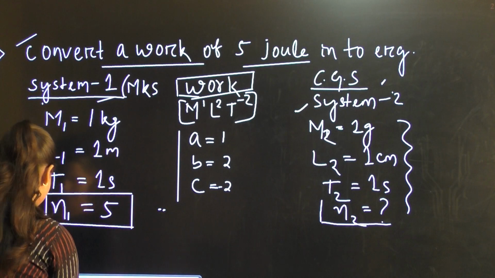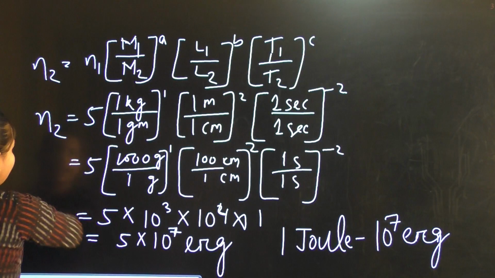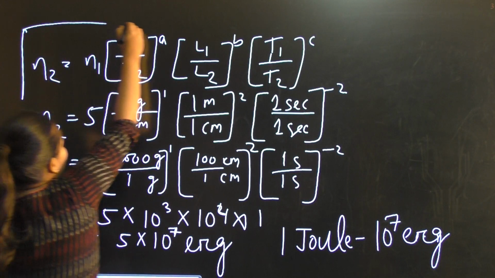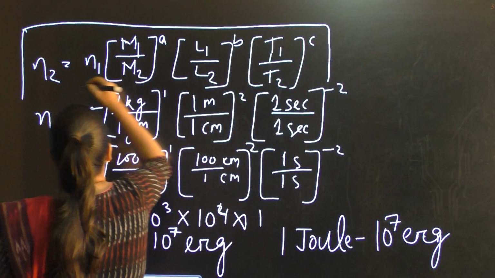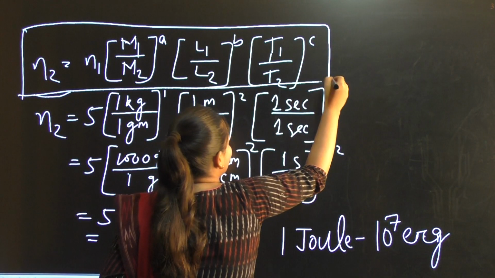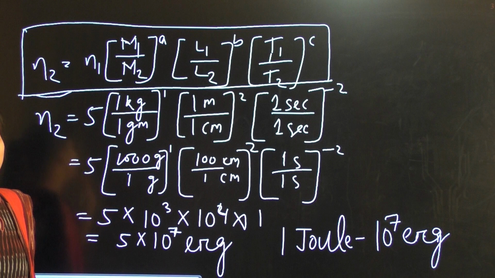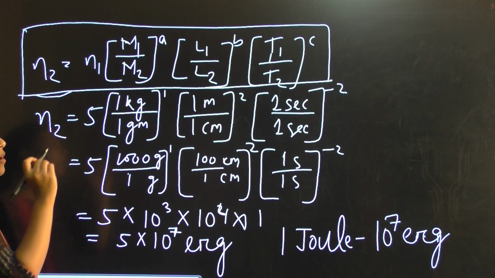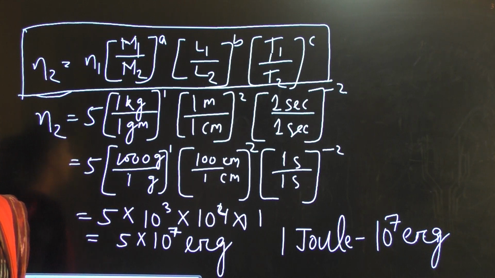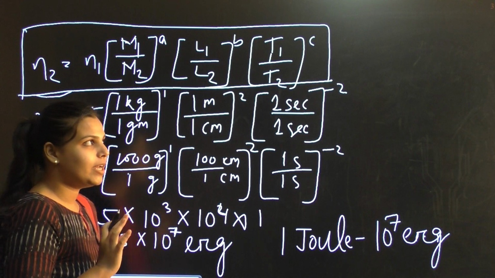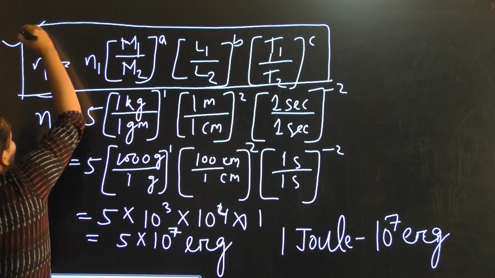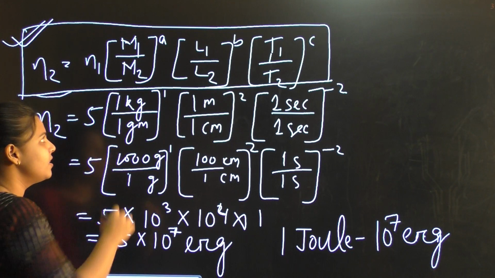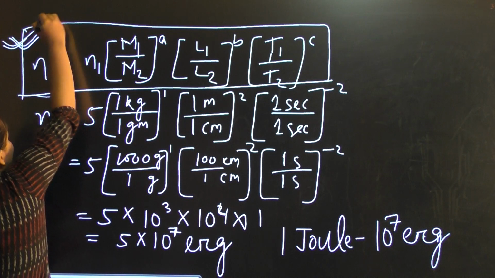Then next, the formula I use here is N2 is equal to N1 into M1 by M2 whole to the power a, into L1 by L2 whole to the power b, into T1 by T2 whole to the power c. Using this formula, you can convert from one system to another system. This is the important formula.